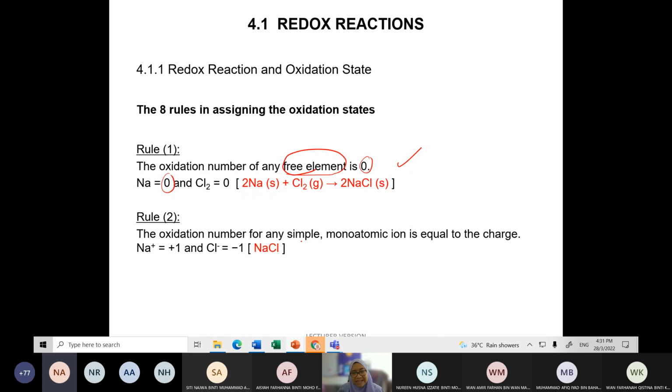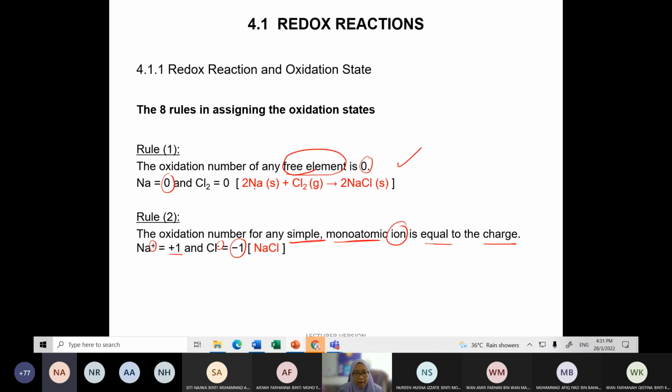The oxidation number of any simple monoatomic ion. Okay, now we are talking about ion. For a simple monoatomic ion, it is equal to the charge of the ion. Okay, for example, sodium plus. The oxidation state for sodium plus is equal to the charge of the ion, which is positive 1. Okay, Cl minus. Now both of them become ion kan? So bila dia become ion, the oxidation state is the same as the charge, which is negative 1.